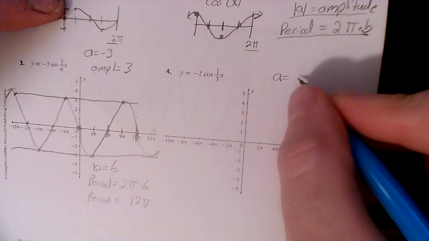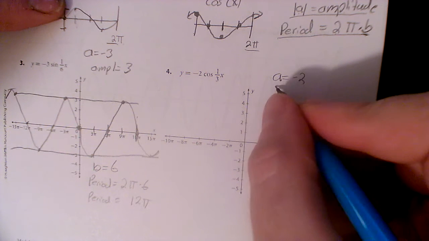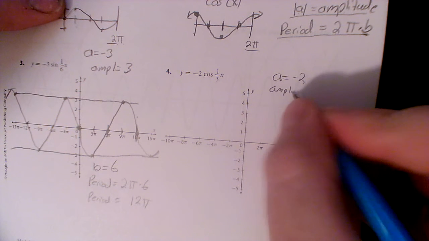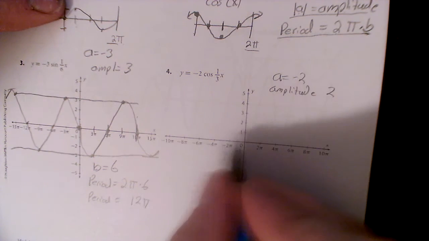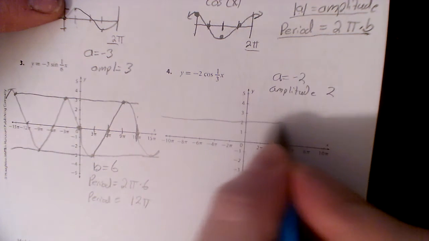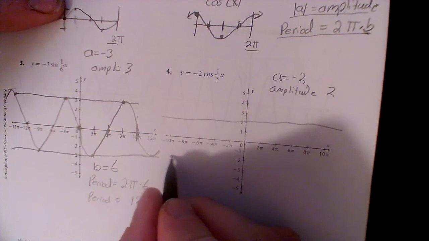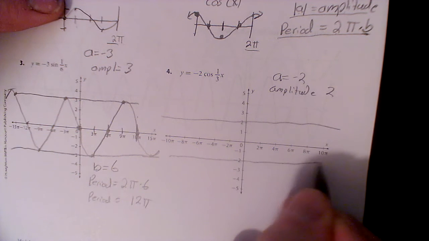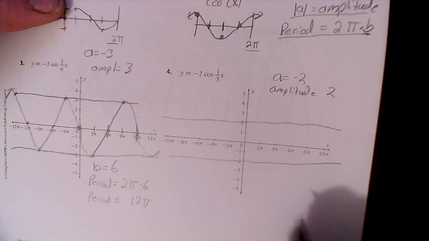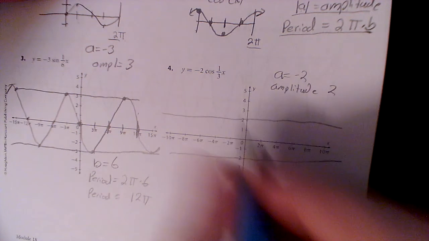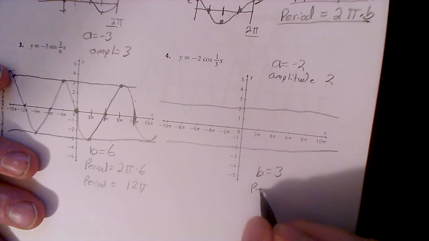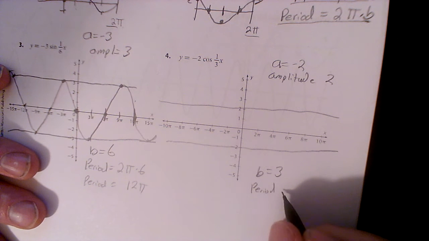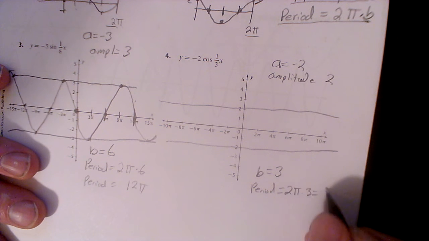My a value right here is negative 2, which makes my amplitude 2. Since I haven't moved up and down, I'm going to draw a horizontal line here at 2. That's going to be the top. And negative 2. Alright. My b value looks to be the opposite version of that, so that's 3, which makes my period, alright, 2 pi times 3, which is 6 pi.